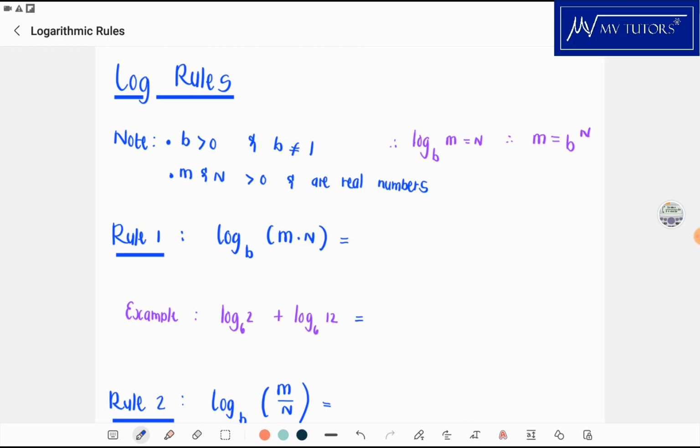I'm going to go through 8 rules. You're probably not going to use all of them, but it's good to know them, right? Let's just make sure we cover everything that we can and understand logs better.